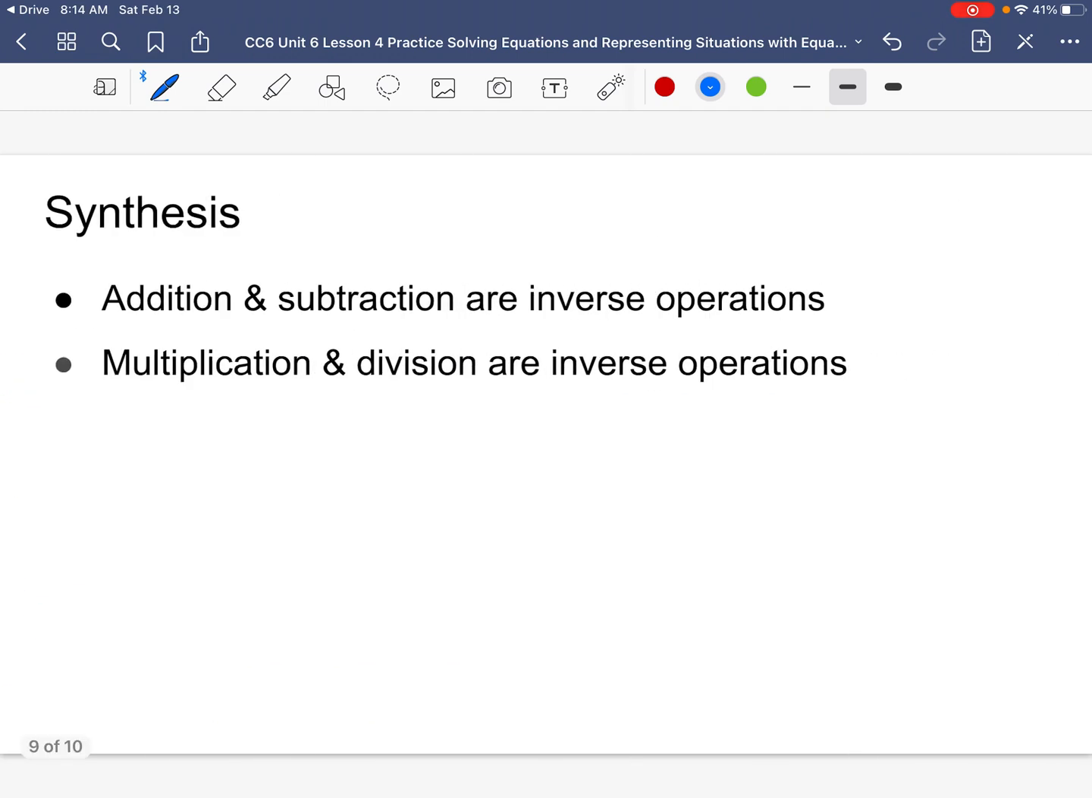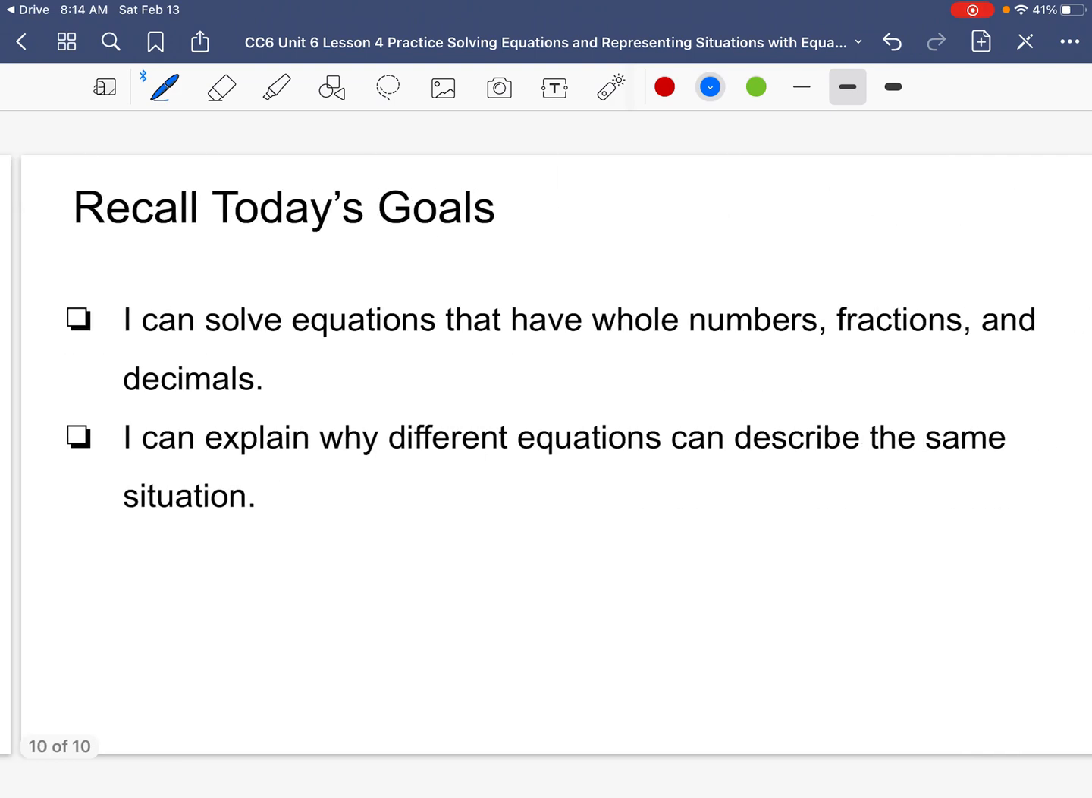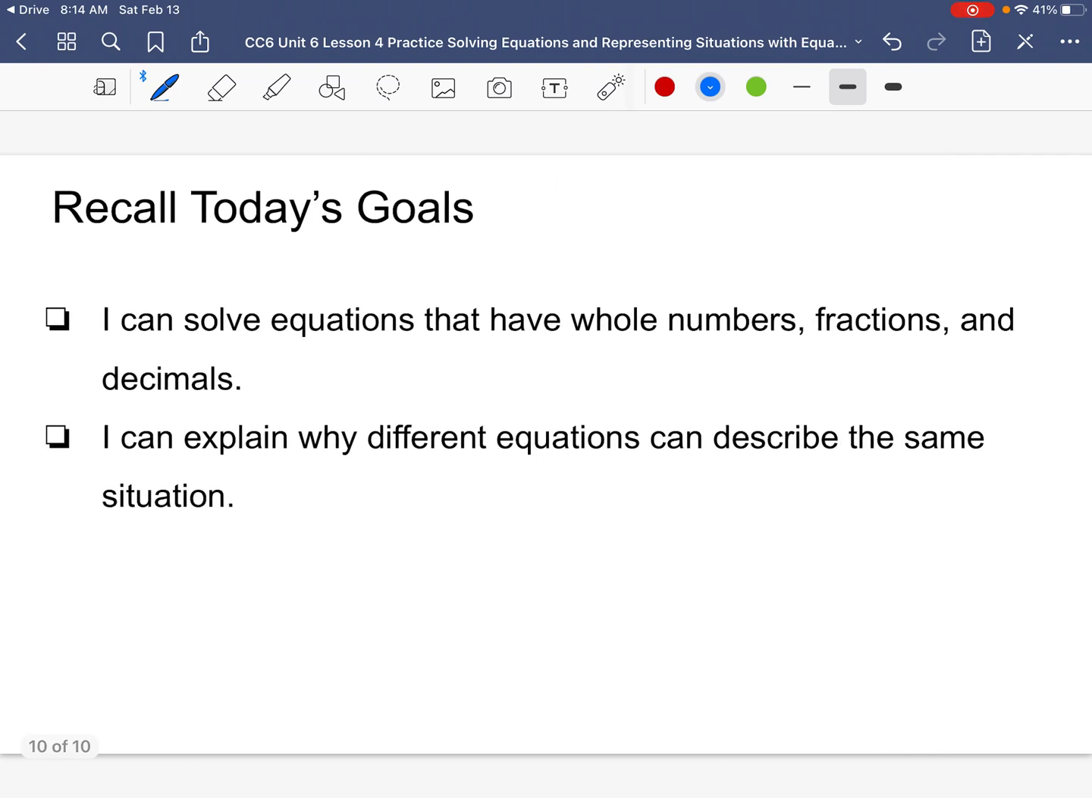So you saw today that addition and subtraction are inverse operations. Multiplication and division are inverse operations. So you can solve equations that have whole numbers, fractions. You saw x over 4. And you saw one with decimals, and our answer was 5.75, so you worked with decimals. And you saw why different equations can describe the same situation. And that's the end of today's lesson.